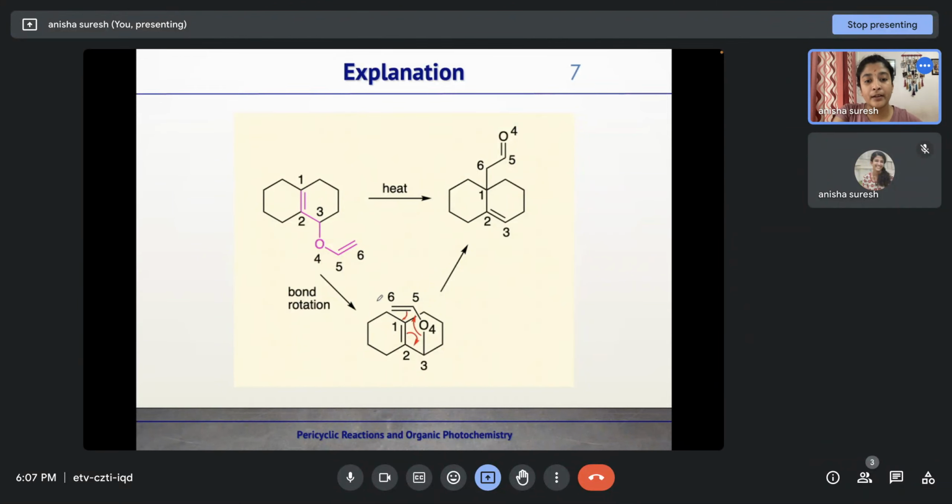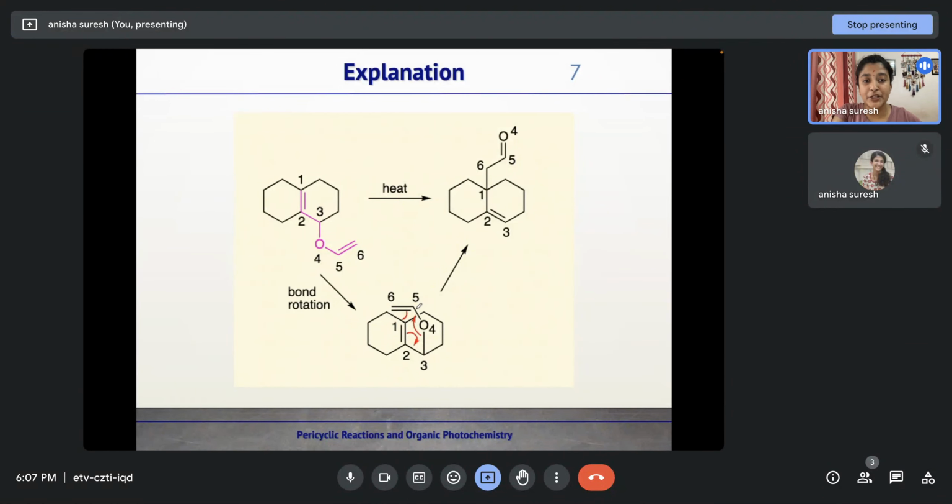Then this double bond will go and attack over here. This double bond will shift here. This bond will break and lead to the formation of a carbonyl.